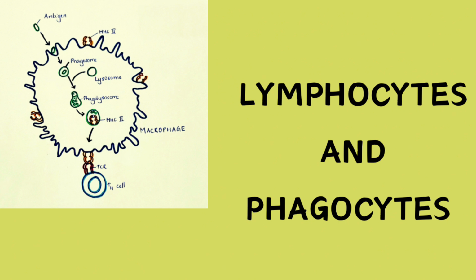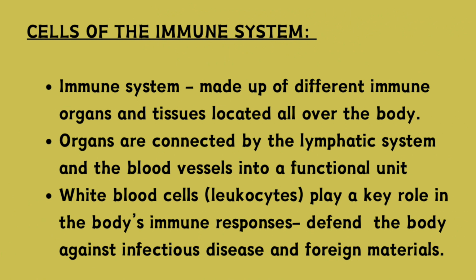In this video, we will be discussing cells of the immune system. Our immune system is made up of different immune organs and tissues located all over the body. All these organs are connected by the lymphatic system and the blood vessels into a functional unit.